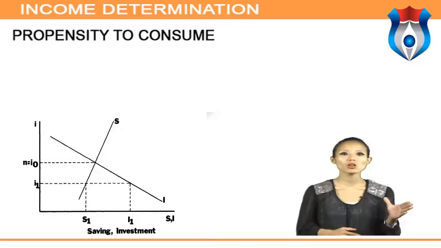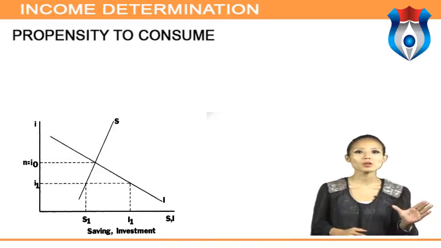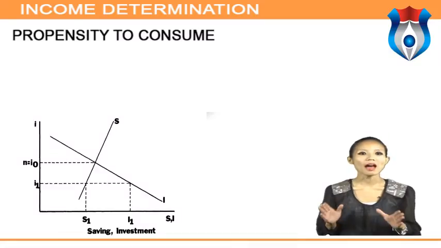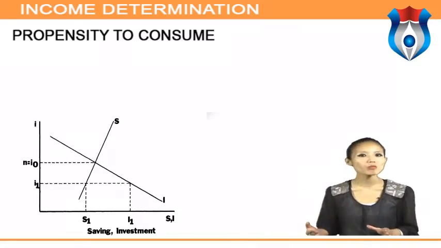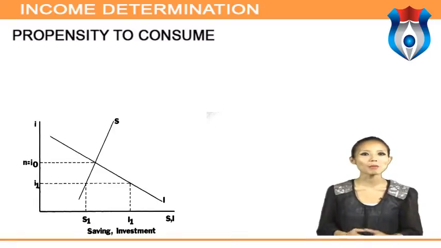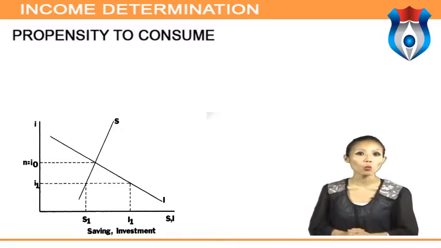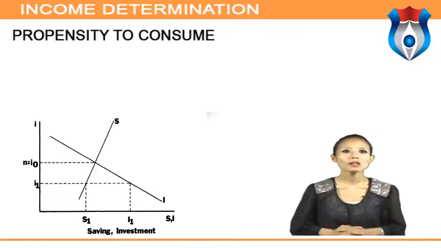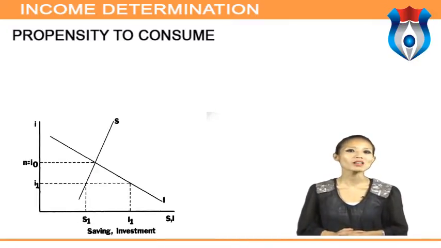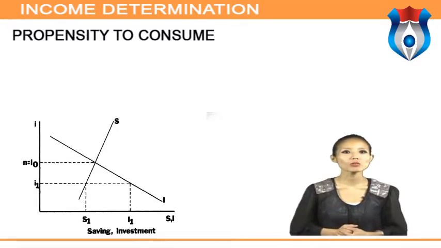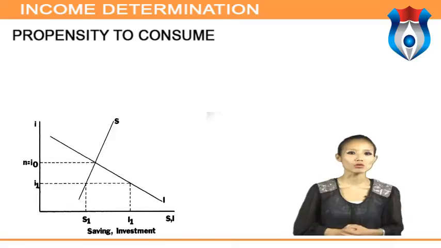Average propensity to consume. The APC indicates the portion of income that is used for consumption expenditures. The average propensity to consume is calculated by dividing consumption by income. For example, if household income is $1 trillion and consumption is $1.75 trillion, this gives an average propensity to consume of 1.75. The APC declines due to autonomous consumption and induced consumption.